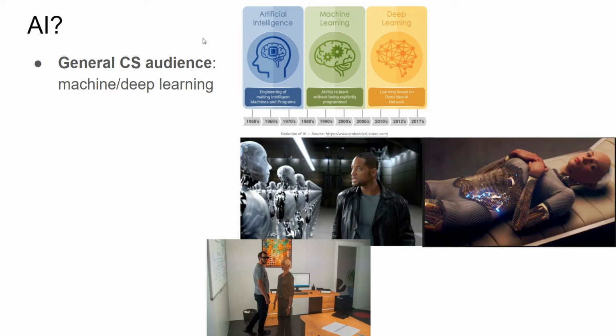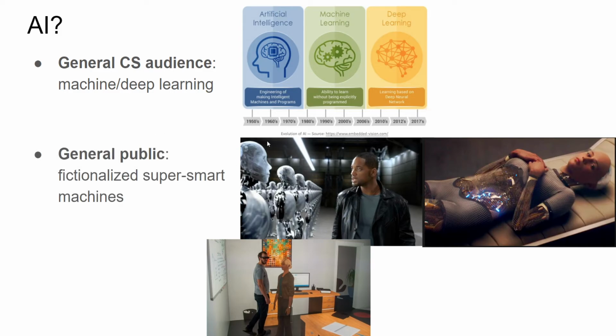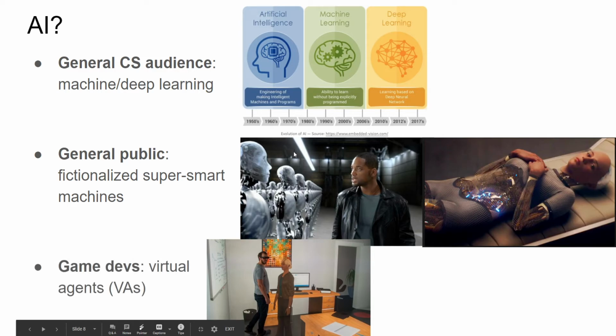Nowadays, most people think of AI as machine learning or deep learning. For the general public who are not into CS, they might think of the AI as these machines. Game devs usually think of AI as virtual agents, which are, I don't know, the word bot is used a lot as well. So these AI characters that roam your scene.